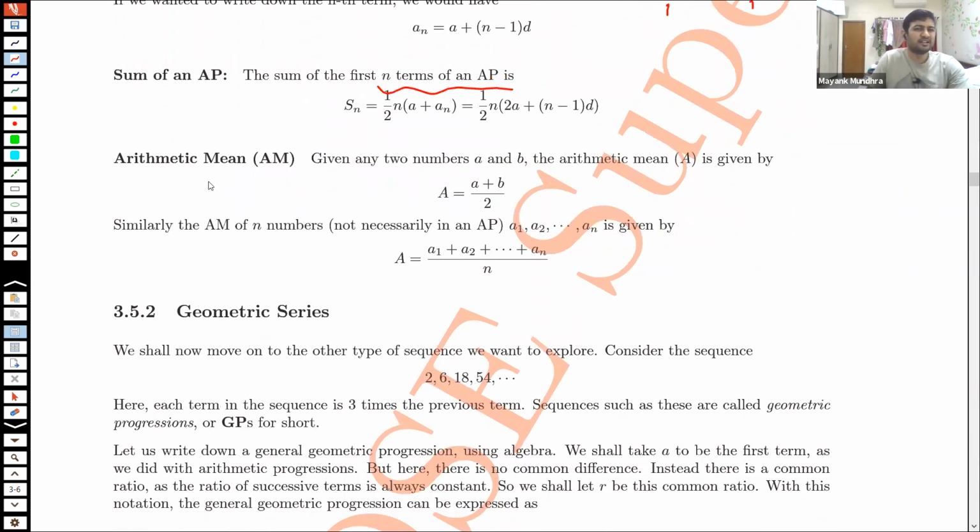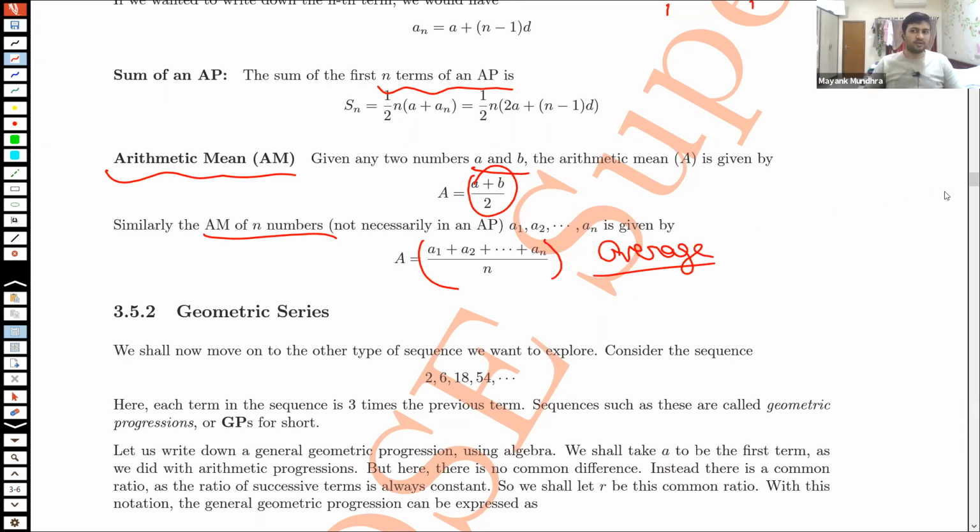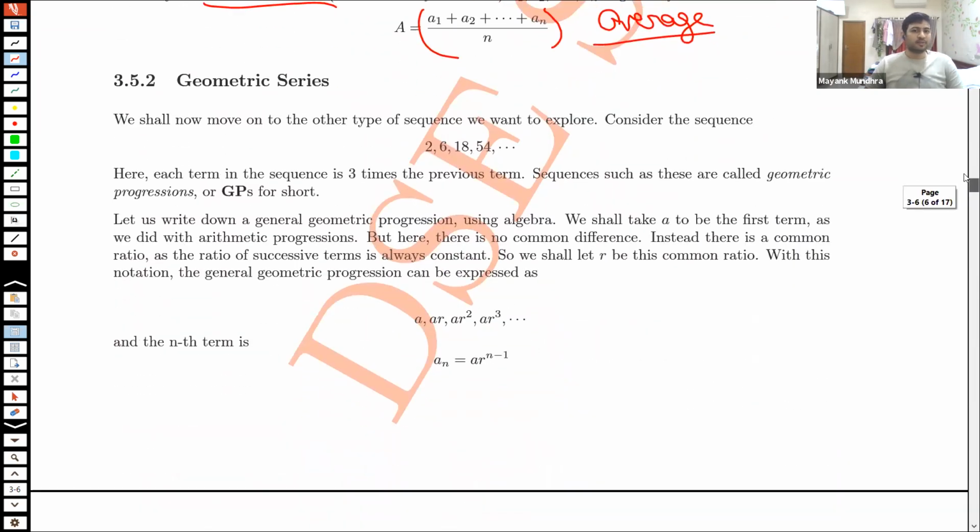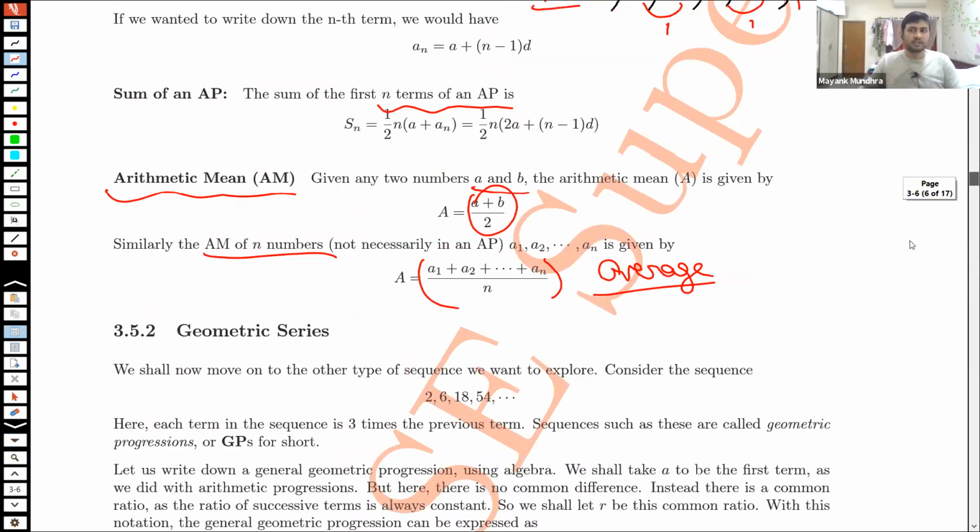Now, arithmetic mean, what is the arithmetic mean? It's the mean of any two numbers. So if you have numbers a and b, it is a plus b by 2. Now, the arithmetic mean of n different numbers is the summation divided by n. It's basically the average. Average is nothing but an arithmetic mean. So you don't have to wonder what the difference between average and arithmetic mean is. There is no difference. It's the same. Okay, so this was arithmetic progression where the difference is constant.